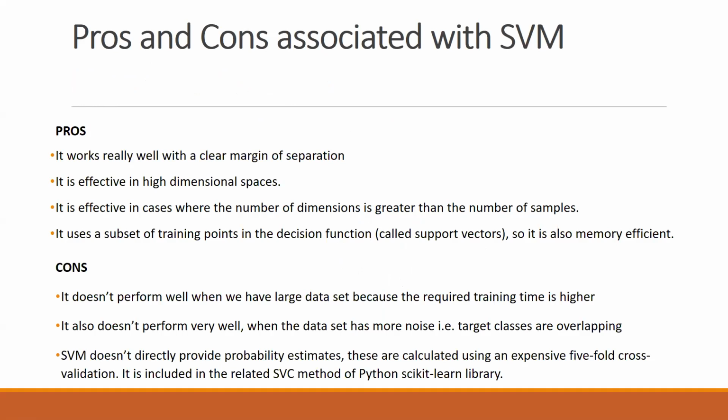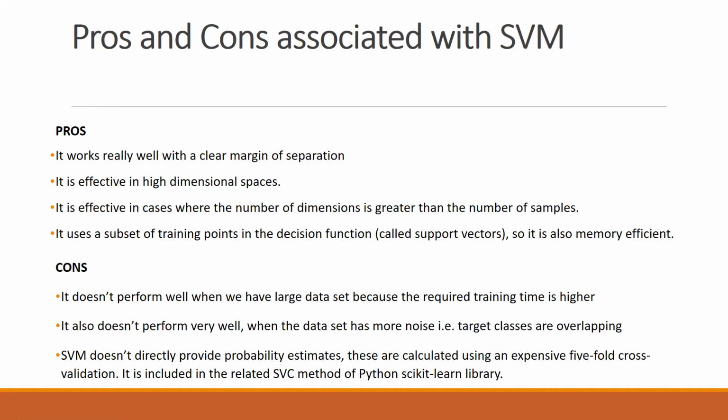So what are the pros and cons associated with SVM? One of the pros is that it works really well with a clear margin of separation. It is also effective in high dimensional spaces. It is effective in cases where the number of dimensions is greater than the number of samples. It uses a subset of training points in the decision function, called support vectors, so it is also memory efficient.